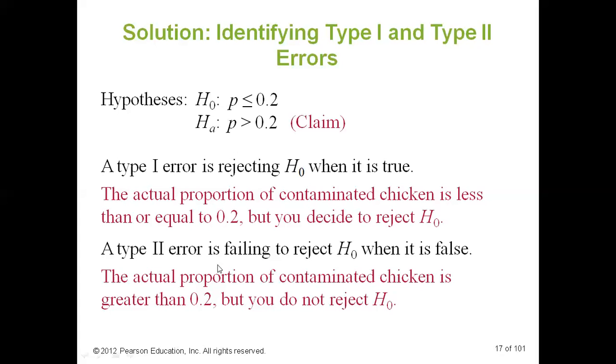Type 2 error is failing to reject the null hypothesis when it is false. The null hypothesis is false when p is greater than 0.2. When p is greater than 0.2, the null hypothesis should be rejected, but we are accepting it, so it is a type 2 error. The actual proportion of contaminated chicken is greater than 0.2, but you do not reject the null hypothesis. So this is a type 2 error.